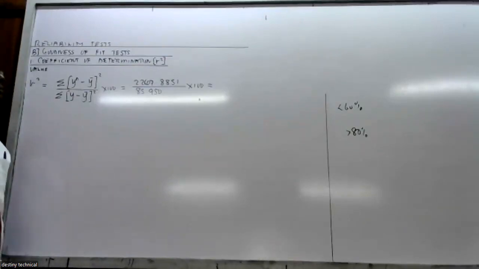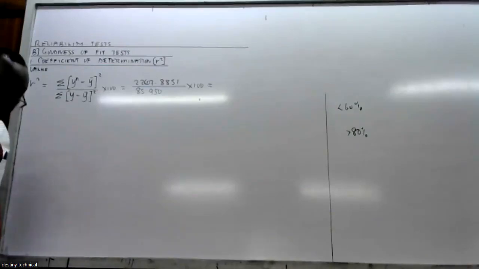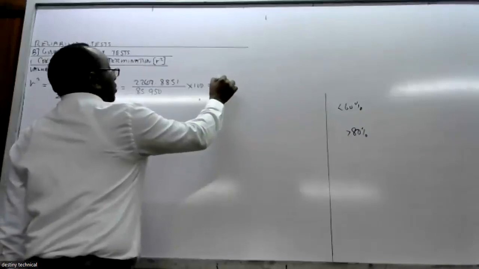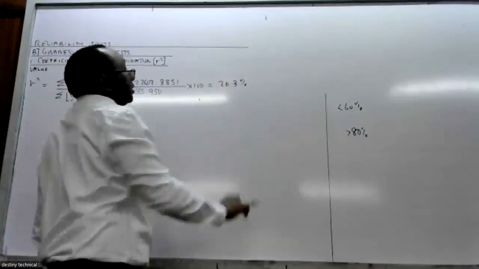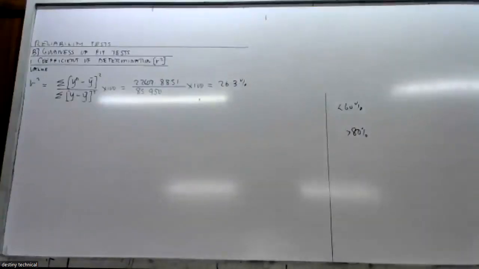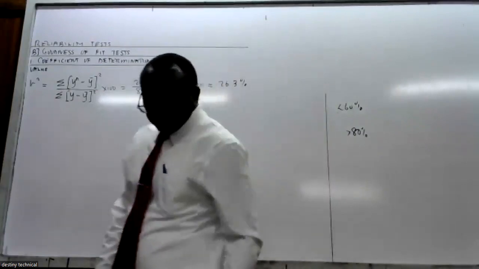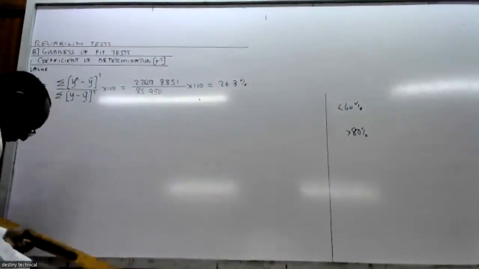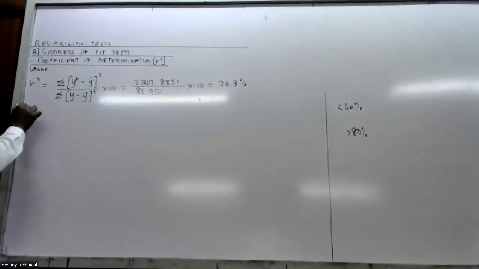What is the answer? 26.3%. So if that is the value that we have gotten, then katika hapo chini, interpretation.